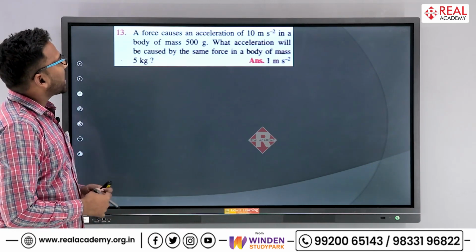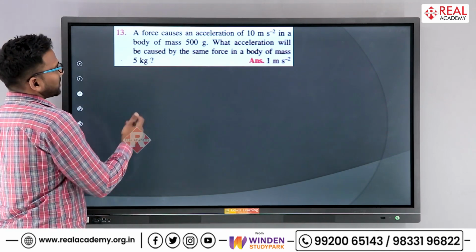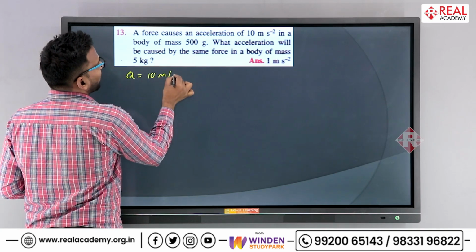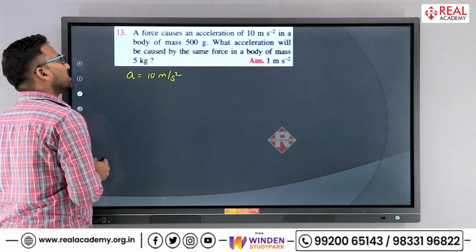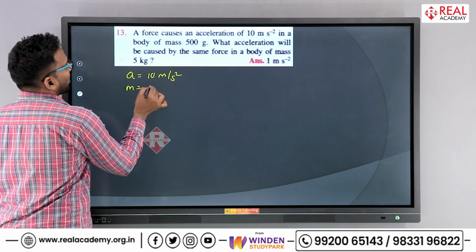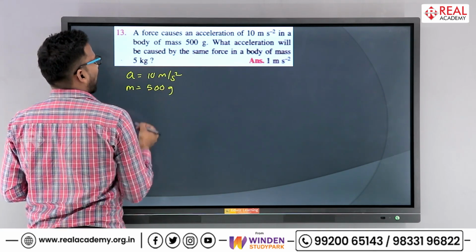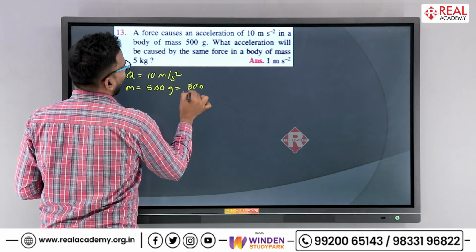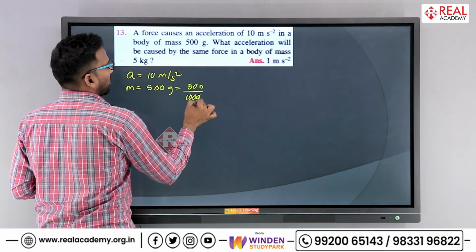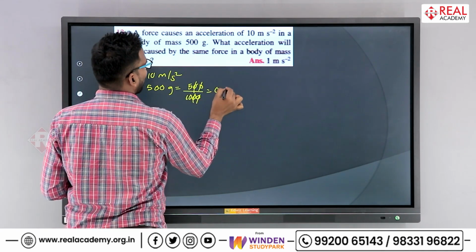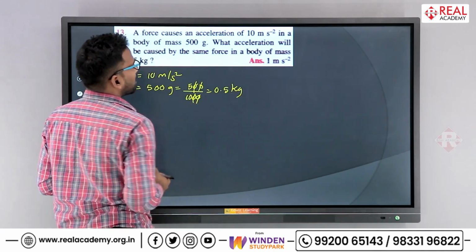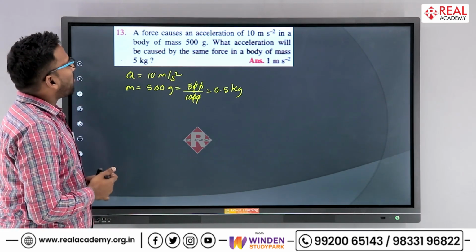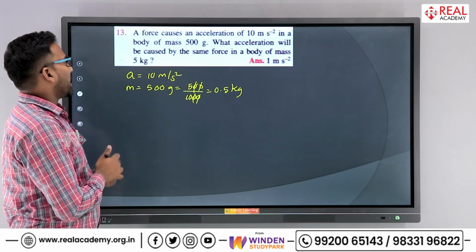A force causes an acceleration of 10 meter per second square. Let us extract the data. 10 meter per second square in a body of mass 500 gram. Mass कितना है? 500 gram. So let's convert into kg. 500 divided by 1000, which is nothing but 0.5 kg. What acceleration will be caused by the same force in a body of mass 5 kg?